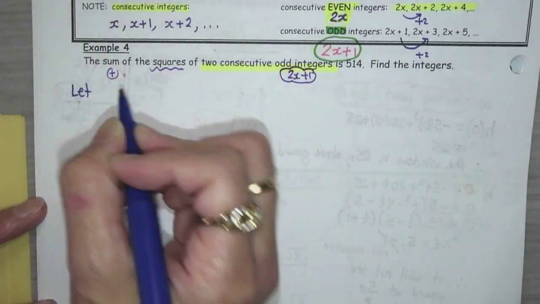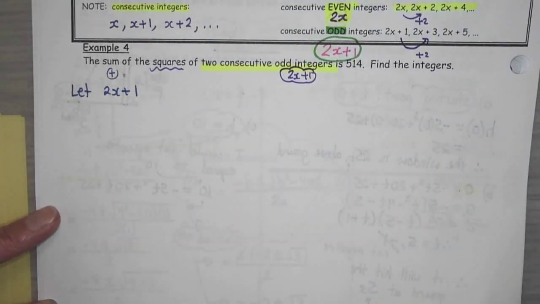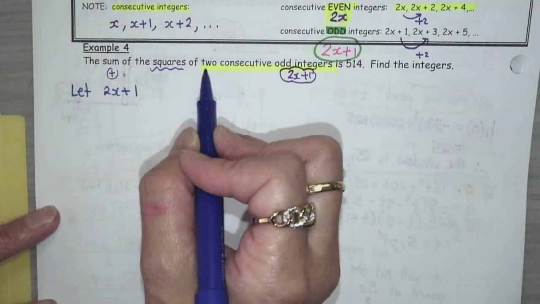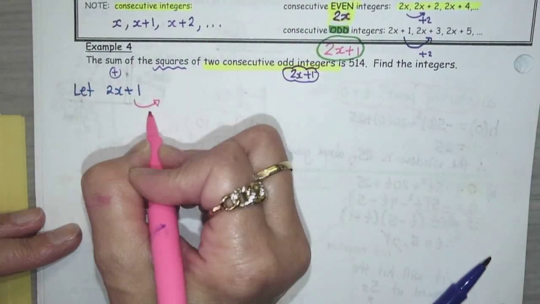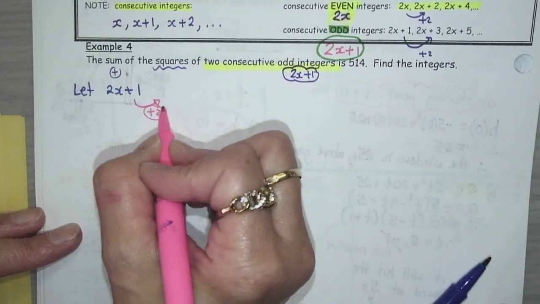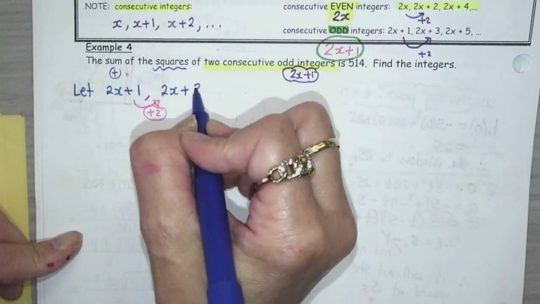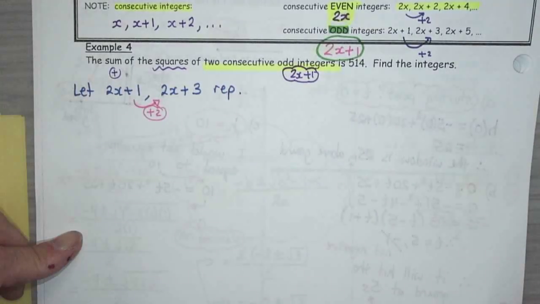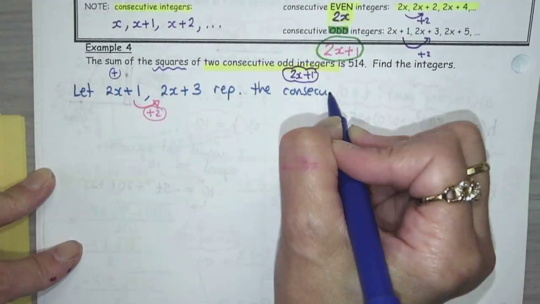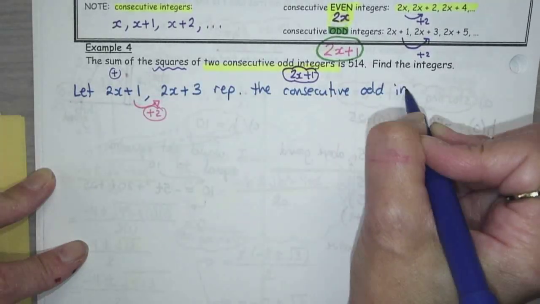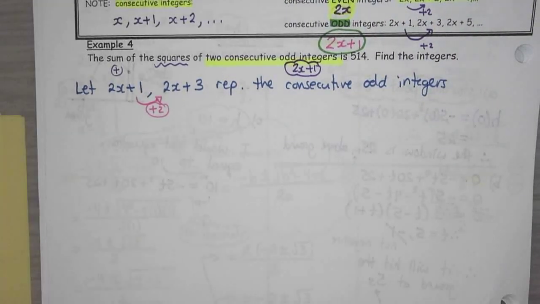So I go, let 2x plus 1 be my first odd integer, right? And how many do I want? 2 of them. So the next one, you don't have to show this, but I'm saying the next one would be plus 2, to skip one. That's my thinking. It'll be 2x plus 1, comma, 2x plus 3, representing, you can say rep as short form for represent, the consecutive odd integers. Okay, so 2x plus 1 and 2x plus 3 are the consecutive odd integers.